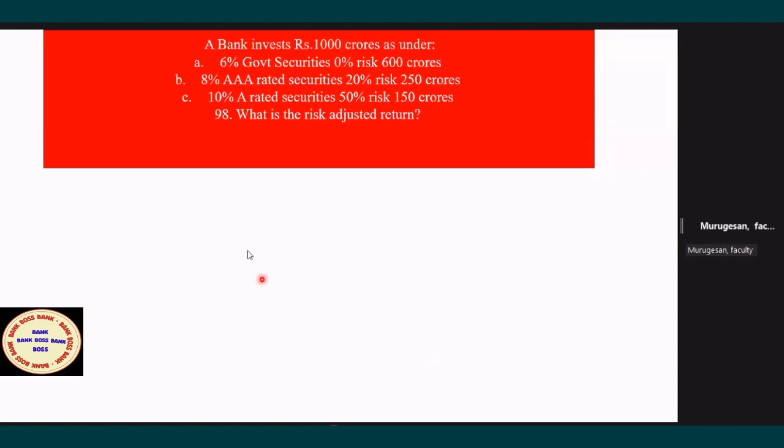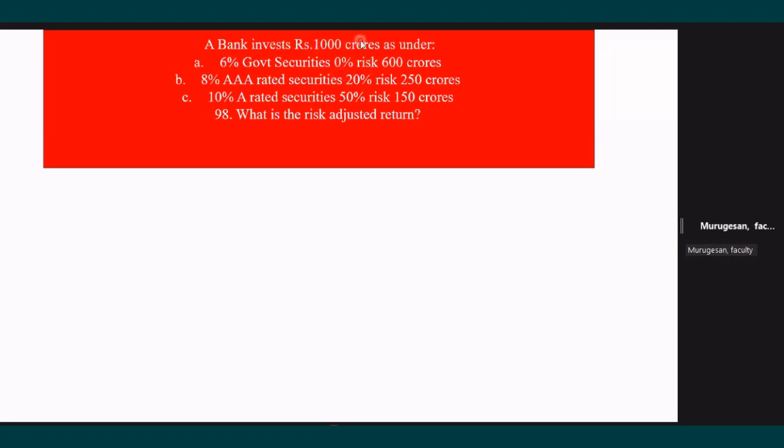So now another question. A bank invests 1,000 crores. Very good, now it's similar to the one we already discussed. 6% government security. 6% means the rate of return. They will only give 6%. Sir, what is this 6%? Don't ask, because 6% is the return on these securities. Zero risk, boss. Government security, zero risk. 600 crore they are putting in this.